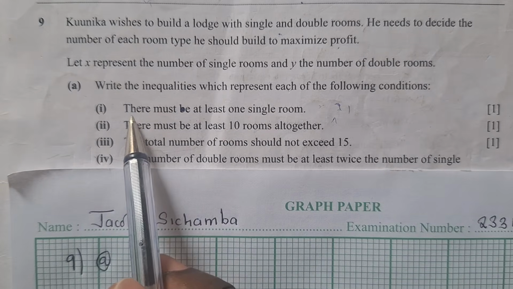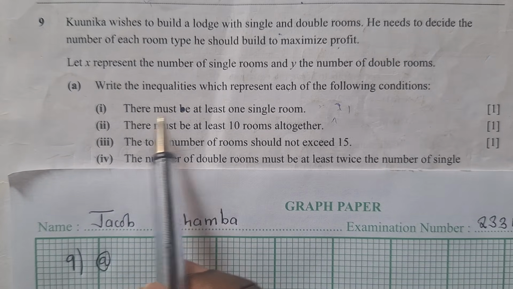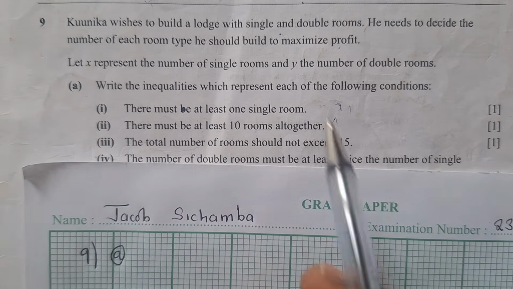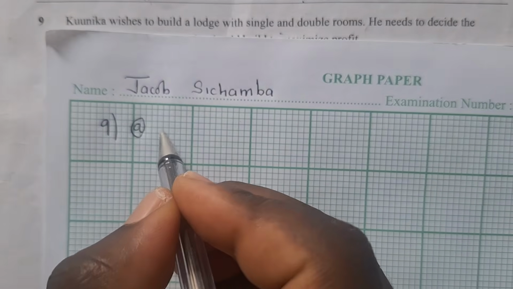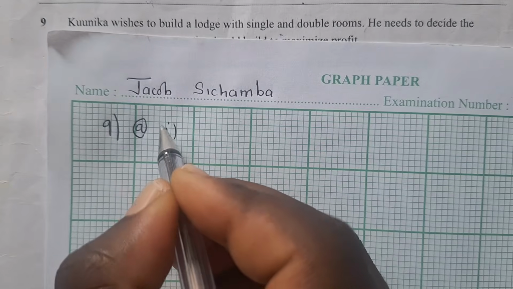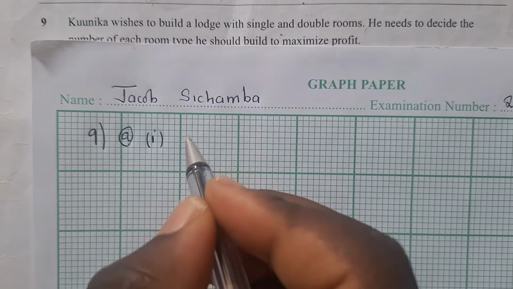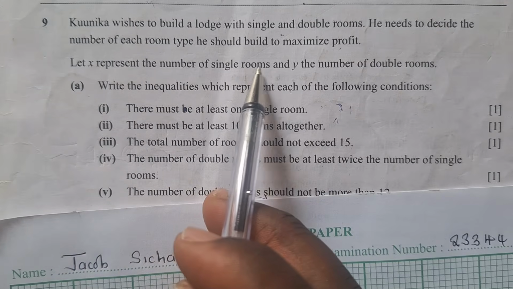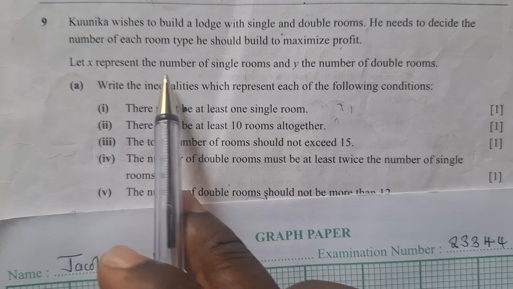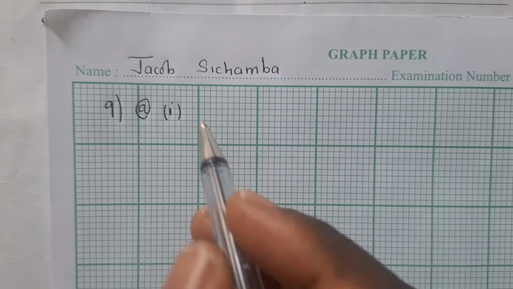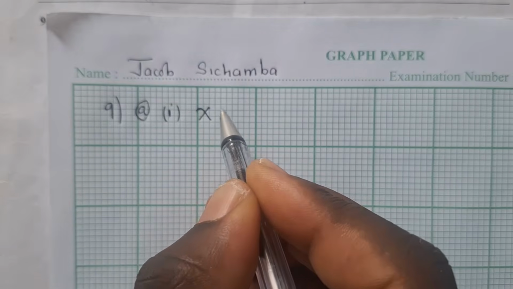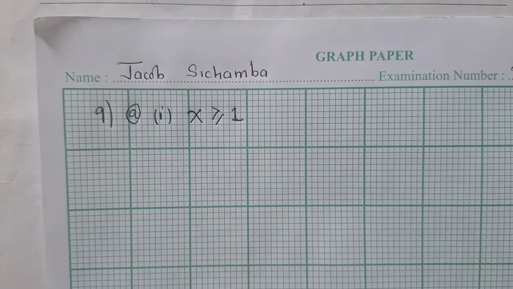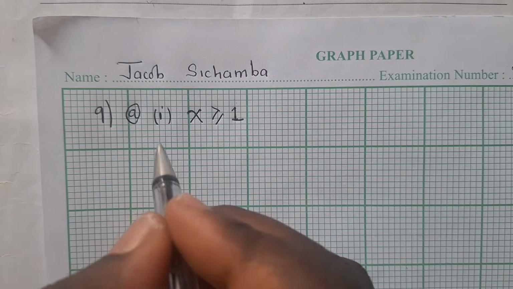So the first statement says that there must be at least one single room. So you shall say number 1, the inequality number 1. They're saying at least, and remember they said X represents the number of single rooms. So we're talking about single rooms. So this is X. We're going to say X is greater or equal to 1. Remember, at least means greater or equal to.